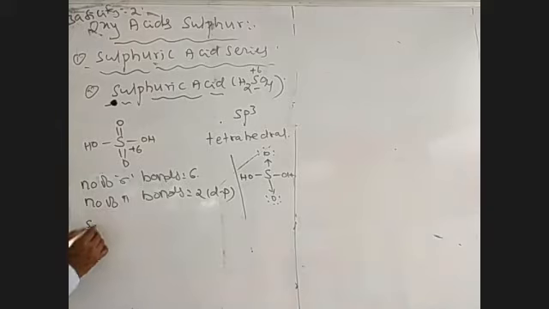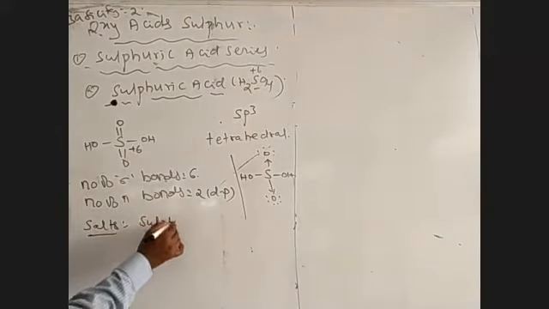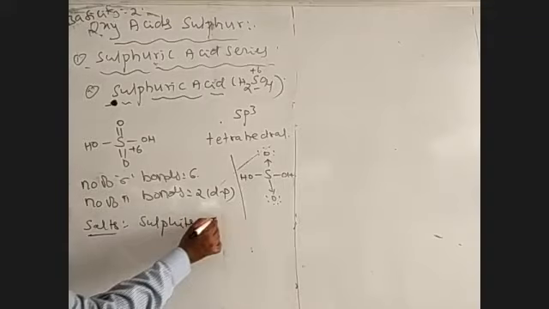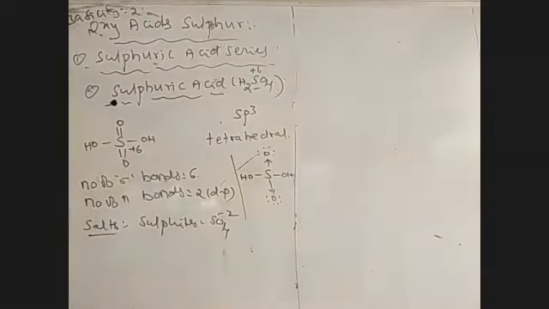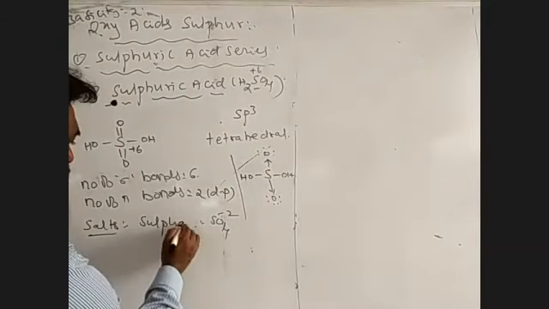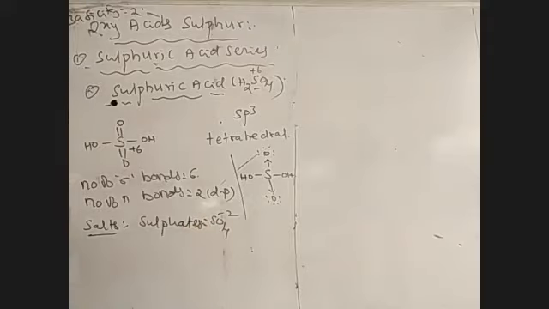And the salts are known as sulfates, with the formula SO4 2-. In the sulfuric acid series, the salts are known as sulfates, ending in ATE. In the sulfurous acid series, the salts are known as sulfites, ending in ITE. Now, this is sulfuric acid.